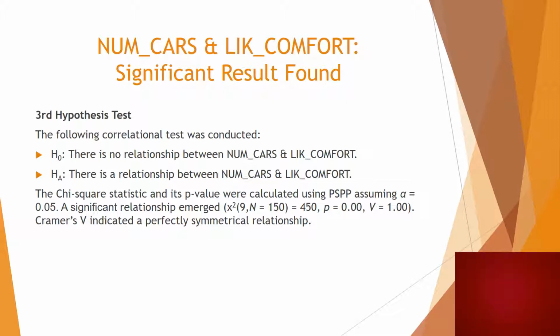The null hypothesis stated that there is no relationship between number of cars and their response on the Likert comfort scale, but the alternate hypothesis, which we were able to accept, said that there is a relationship between the number of cars and that response on the Likert comfort scale. And you can see there with the numbers, it was a pretty significant relationship. The V value was a 1.00, which, if you go back and look at that table that I showed at the beginning of the presentation, the Cramer's V value of 1.0 indicates a perfectly symmetrical relationship.